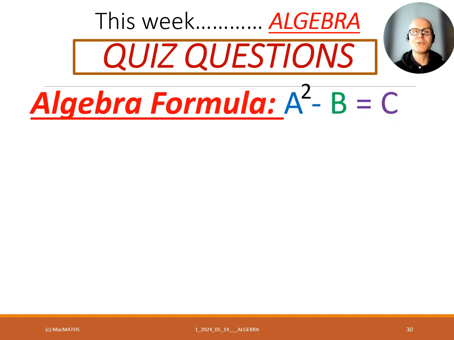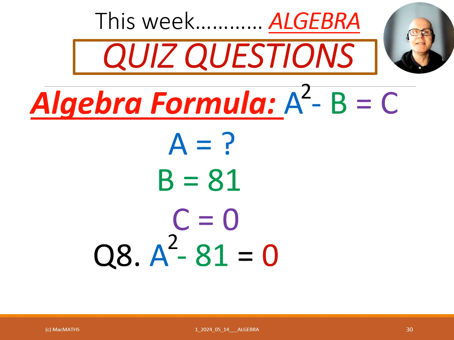Next question. A squared minus b equals c. Again, A is what we're trying to find out, b is 81, and c is 0. Put in the values that we do know. 81 is b and 0 is c. What number minus 81 equals 0? Well, to get 0, you've got to subtract 81. So 81 minus 81 equals 0.